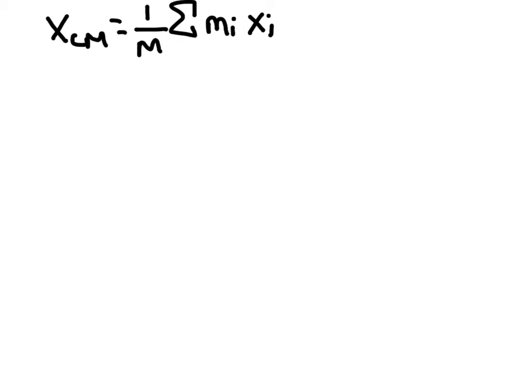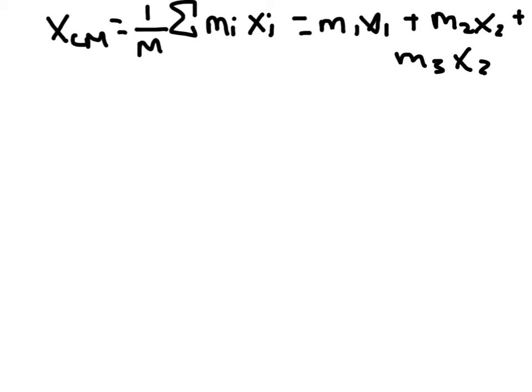Ultimately that's the same thing as saying M1 times the position of that first mass, in addition to the second mass times the position of the second mass, plus the third mass times the position of the third mass, all over the total mass, which is just M1 plus M2 plus M3.